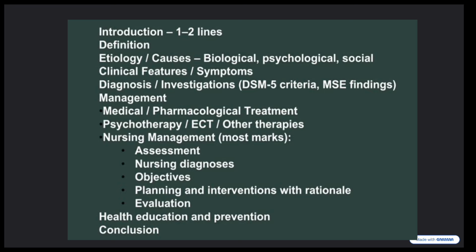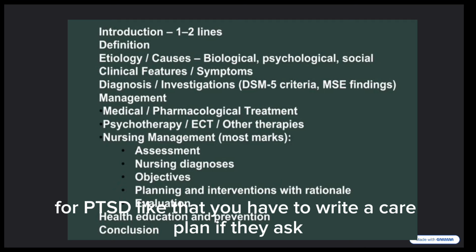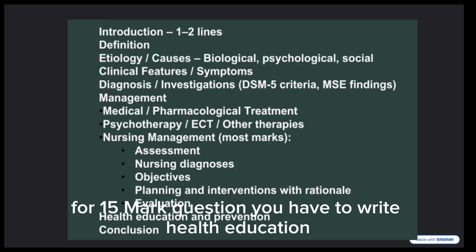Surgical management we rarely see in mental health nursing. If there is a surgery for any particular disease, you need to mention it. In nursing management, you have to write the role of the nurse, what the nurse can do for a particular disease condition. After that, for a 15-mark question or a 5-mark question, you have to write a care plan if they ask, for example, write a care plan for PTSD.